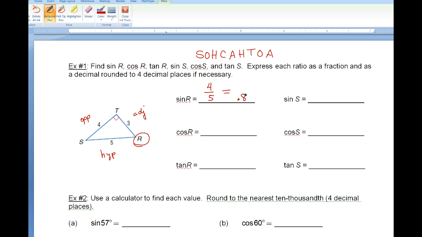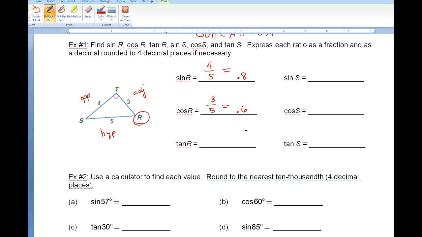So cosine of r, that's going to be adjacent over hypotenuse. So that's going to be 0.6. Starting to doubt yourself there a little bit. And tangent of r is opposite over adjacent. So that's 4 over 3.